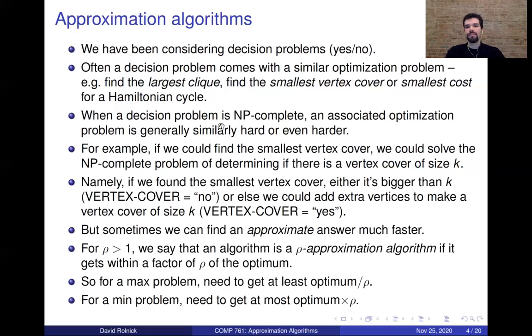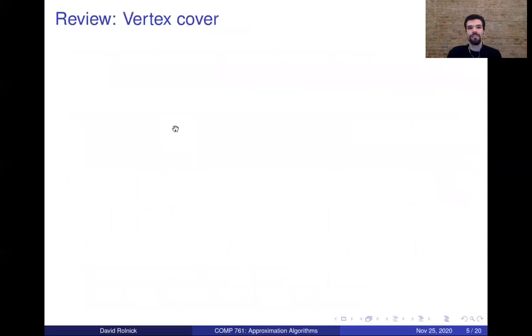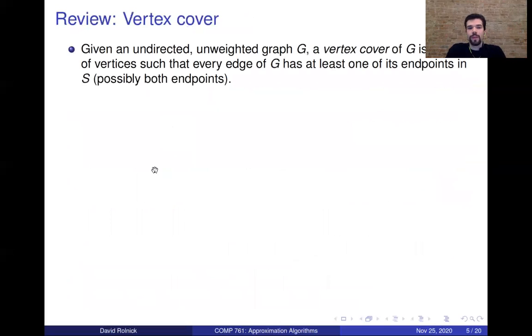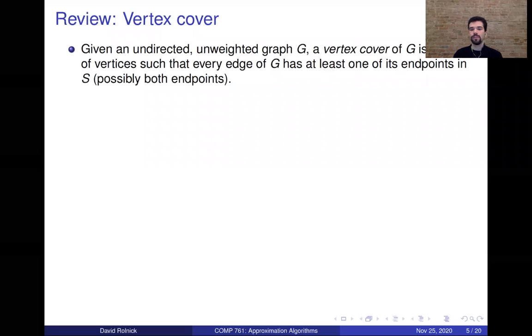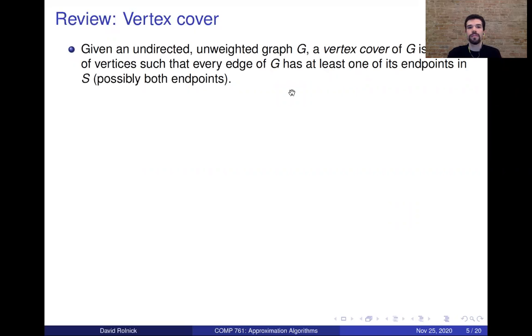Okay, let's dive in. So here's a reminder of one of our NP-complete problems, vertex cover. Given an undirected, unweighted graph G, a vertex cover of G is a set S of vertices such that every edge of G has at least one of its endpoints in S, possibly both endpoints. So a vertex cover is just making sure that every edge in the graph includes at least one of the vertices in your vertex cover. You're covering, in some sense, all the edges of the graph.